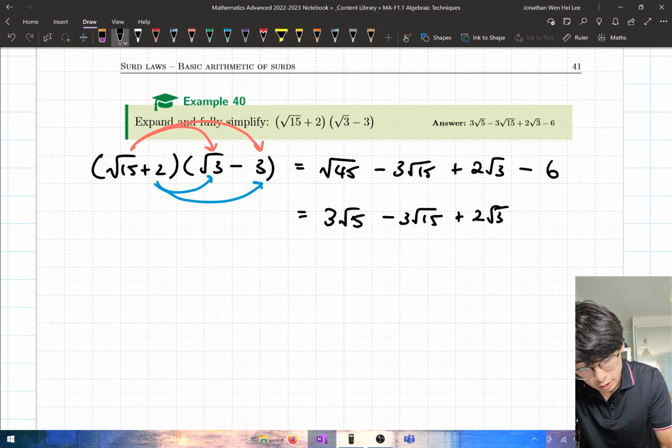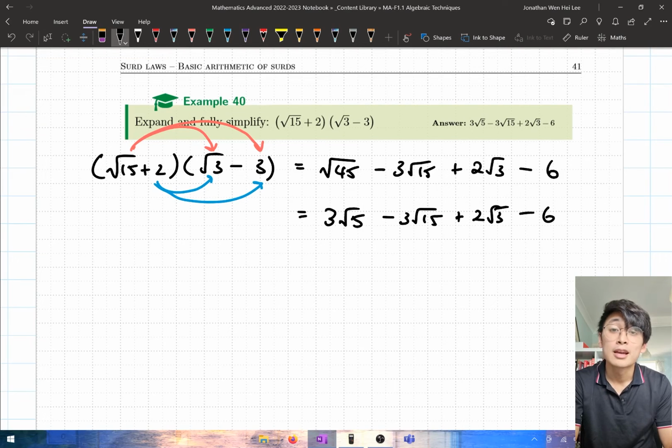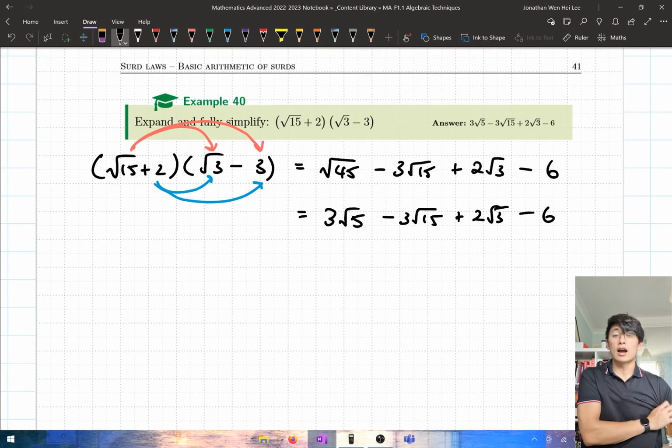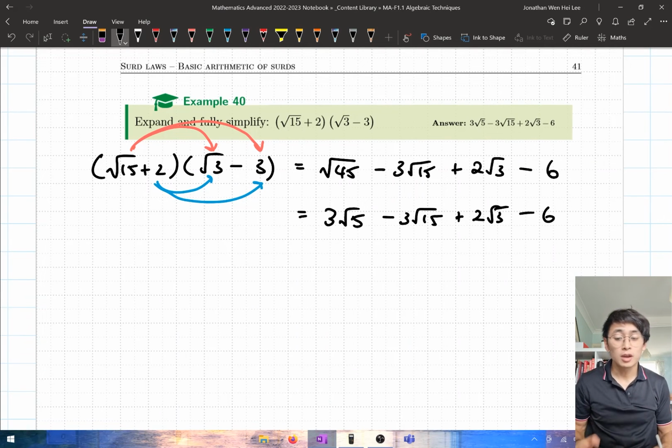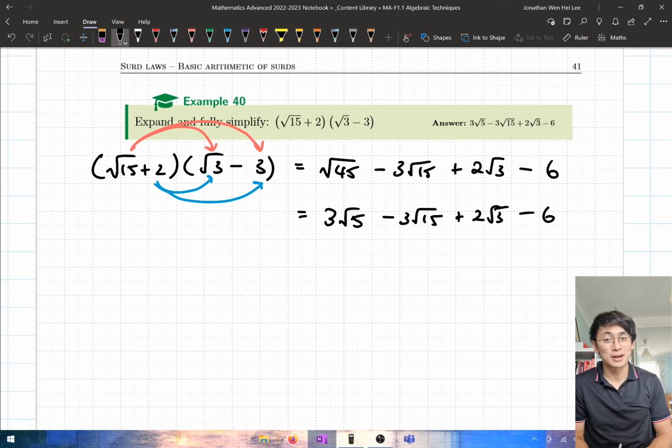root 3 minus 6. Now here, are there any like surds that we can combine? If you have a look at all the surds, there's no common number underneath all the surds, so we can actually leave this expression as it is. So here we can actually expand and simplify our surds just like we would with normal algebraic binomial products.